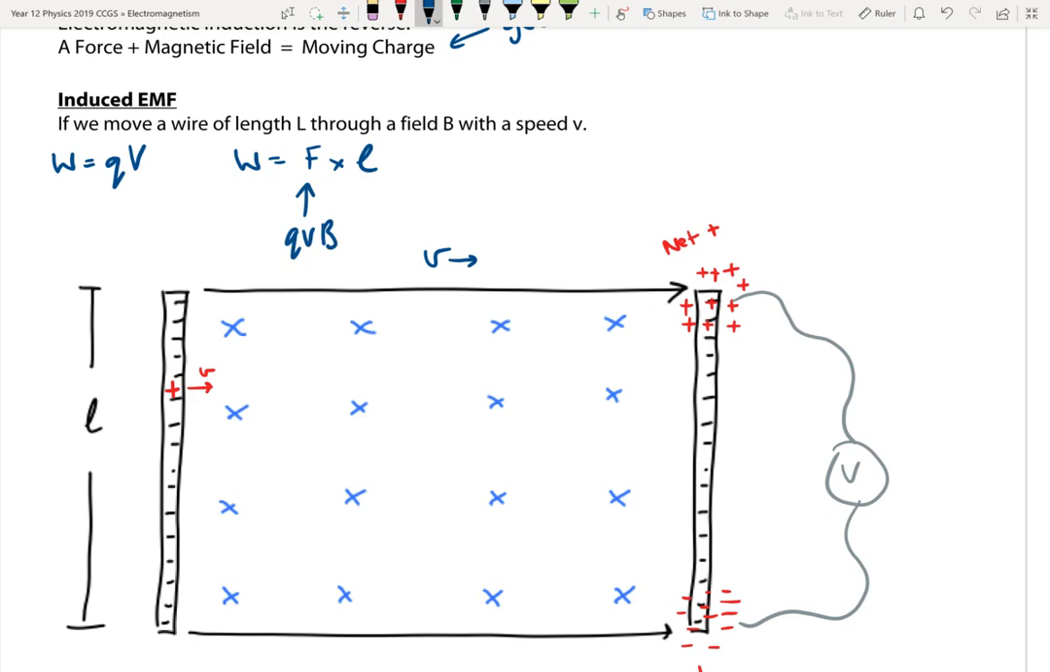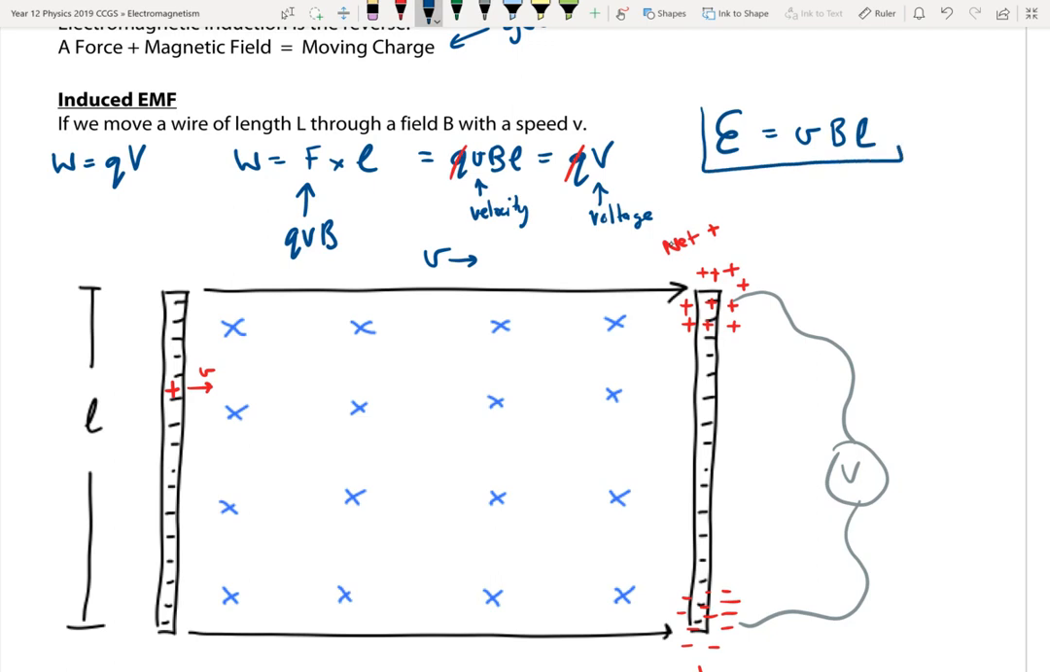So I'm going to say here that F equals QVB. Okay? So I could say, well, hang on. I know that QVBL also equals QV, and cancelling, we get this nice equation. Capital V is for voltage, please do not confuse V for velocity and V for voltage. So to not confuse the two, we're going to write epsilon equals VBL. This is in your data sheet. And epsilon is our symbol for electromotive force.